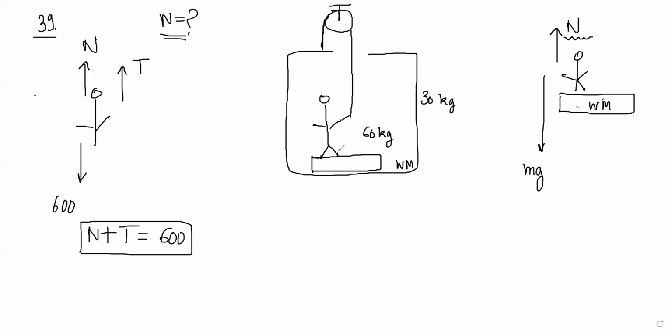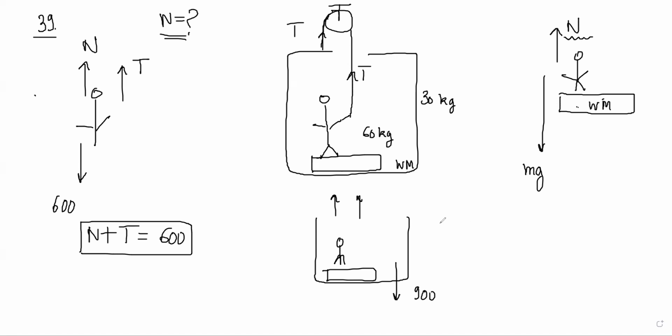Now if you take the whole thing as a system, everything inside, you will realize man plus weighing machine plus everything, total weight is 90, so 900 is down, right? And what is the upward forces? 2T. This is a T acting here, this is a T acting here, right? So obviously 2T must be equal to 900 if equilibrium is happening.